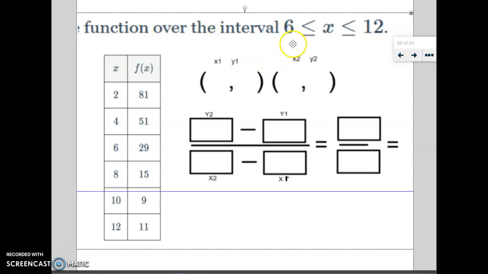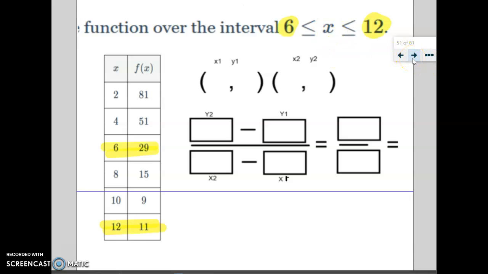So they give us the interval between 6 and 12 on the x-axis. So you're going to find those points, 6 and 29 and 12 and 11. Those are going to be the 2 points that you put here and here. Just write them out. And we're doing this because it's on the x-axis here. So we put those 2 points here.